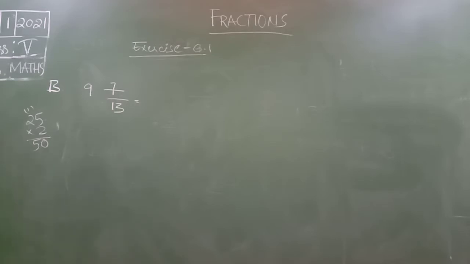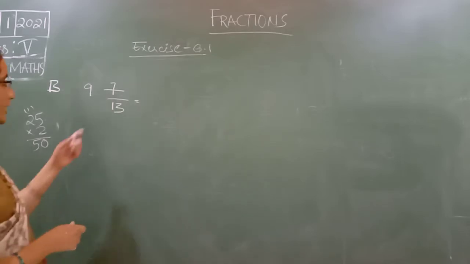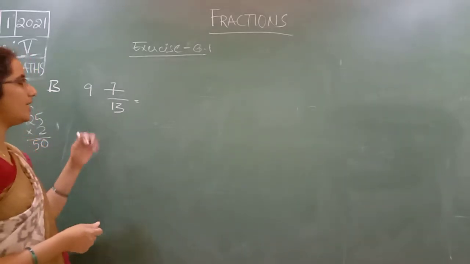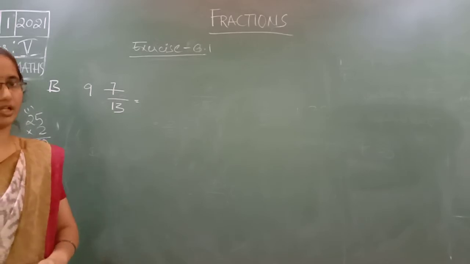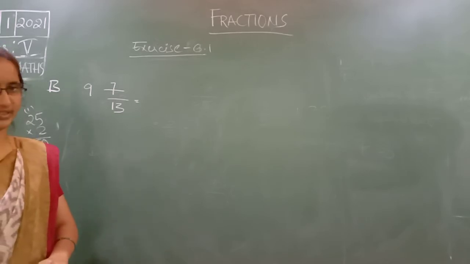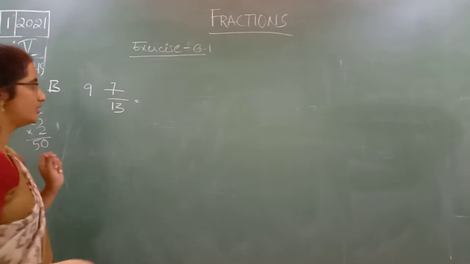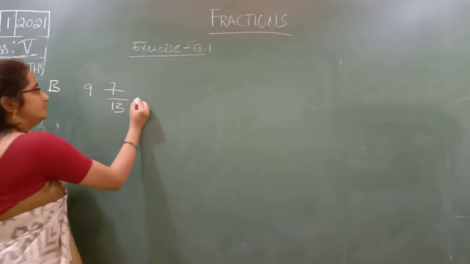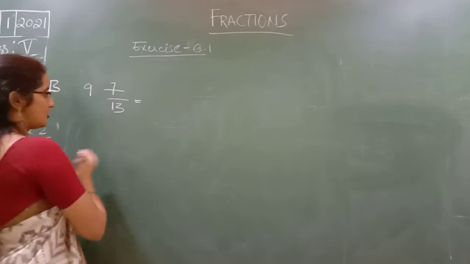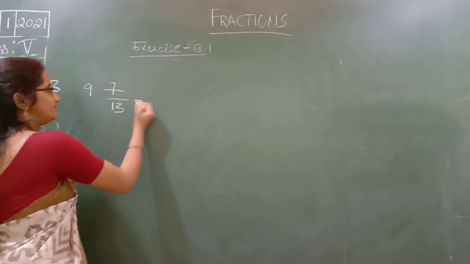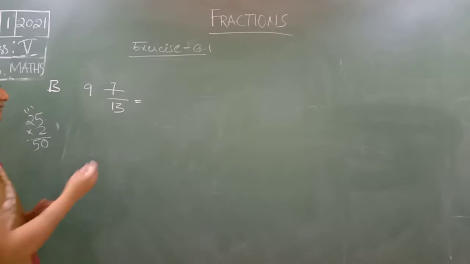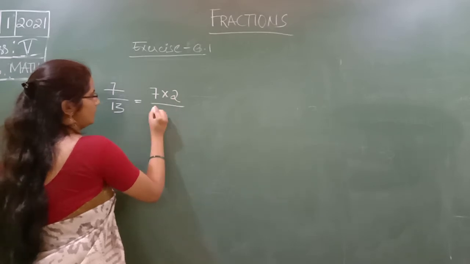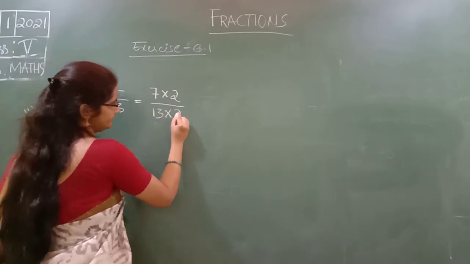Next we will take 7 by 13. Do we have any common factor for these both? No. So we can't divide both with the same number. So we won't get lower terms for this. We will only have higher terms. 7 and 13 don't have a common factor. So we will multiply 7 into 2 by 13 into 2.